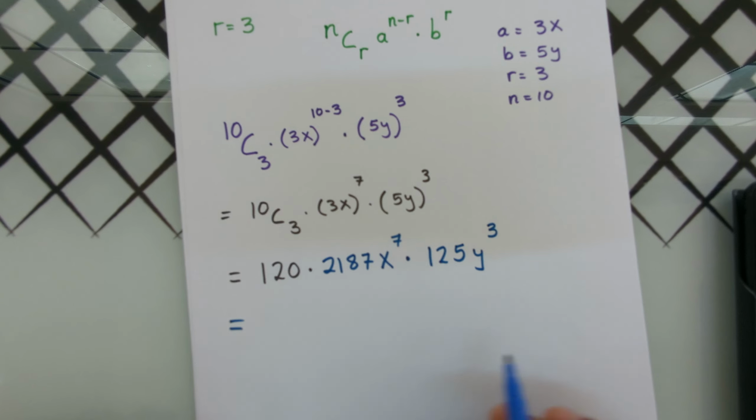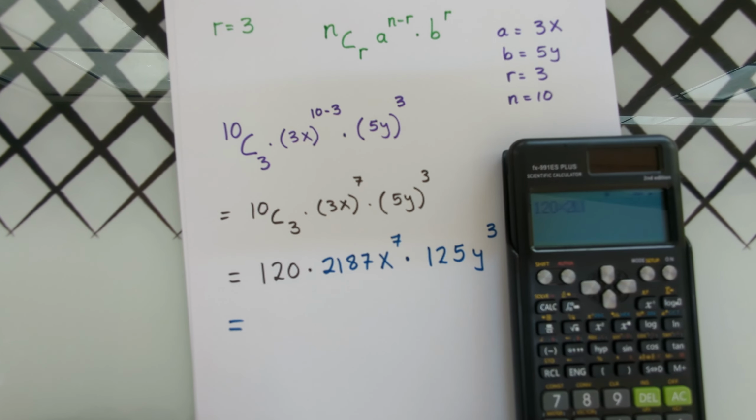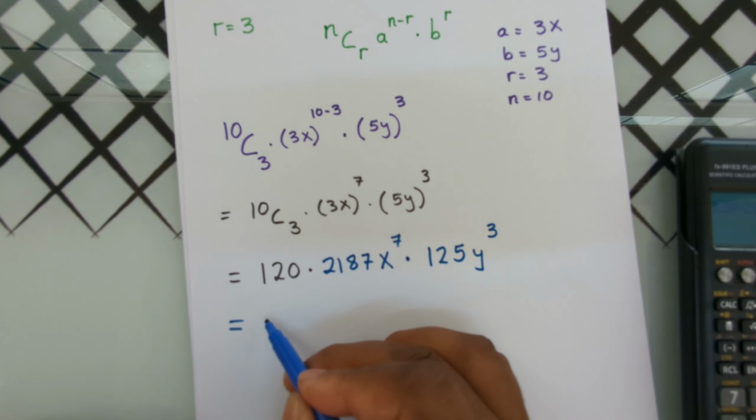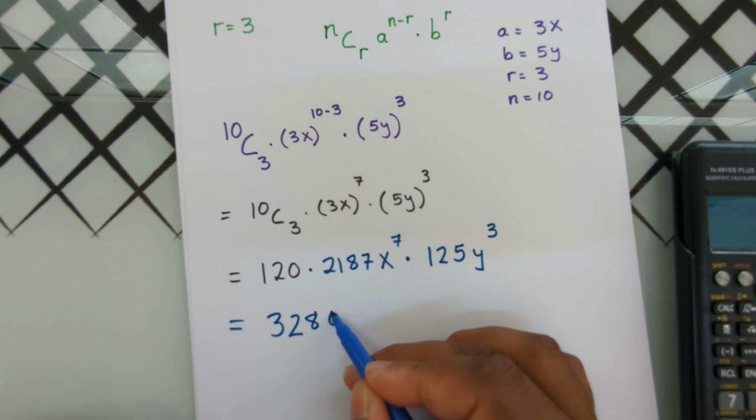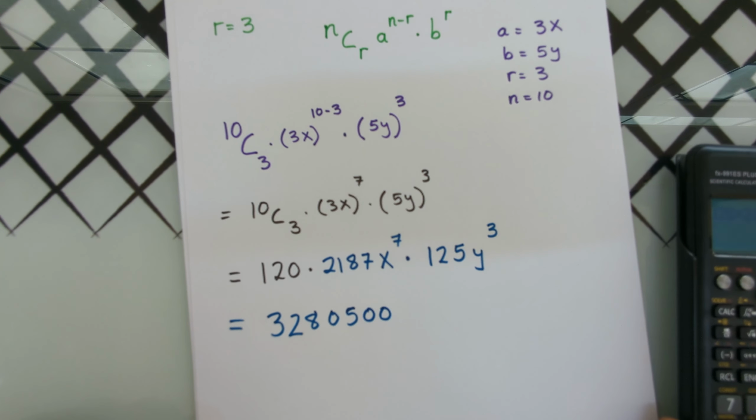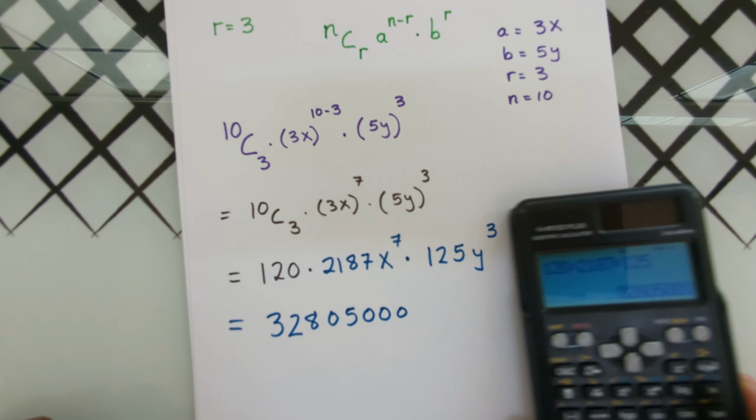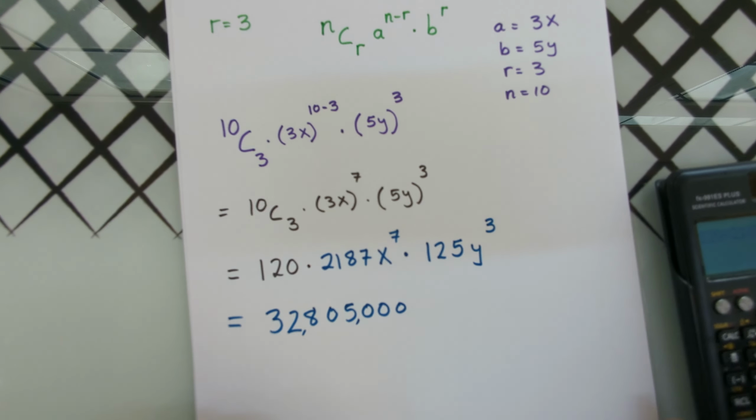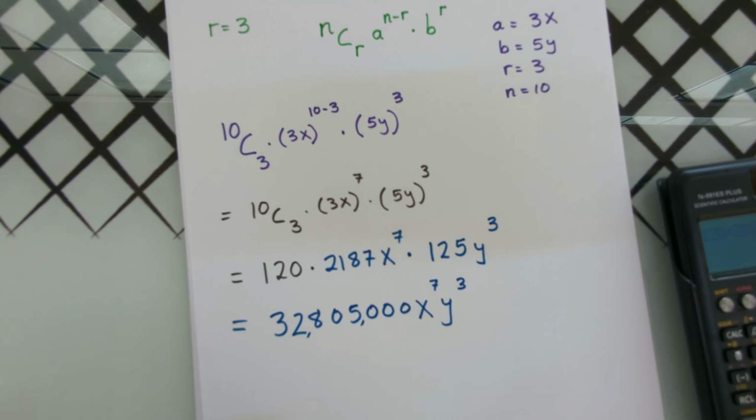Now simplifying the constants here, we are going to get 120 multiplied by 2187 multiplied by 125 to give us a very big number, 32,805,000, together with x to the power 7 and y to the power of 3.